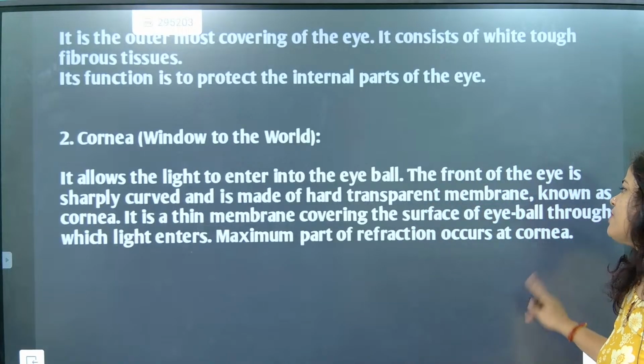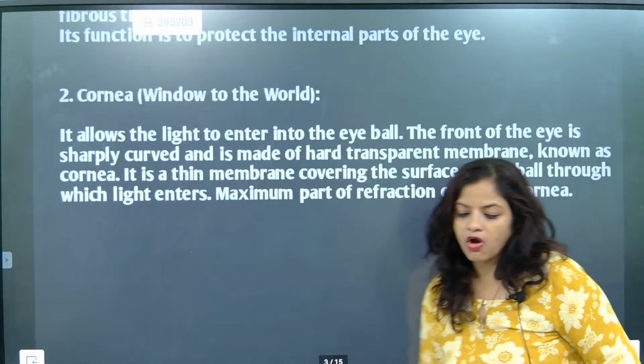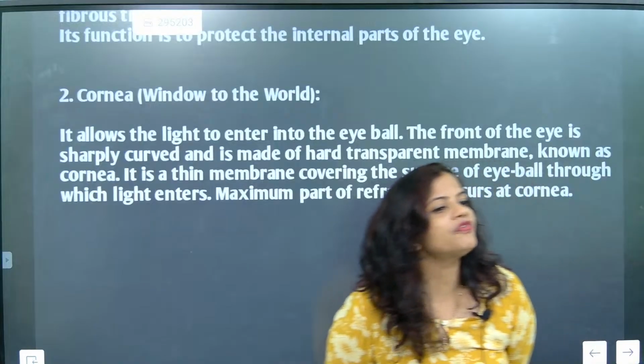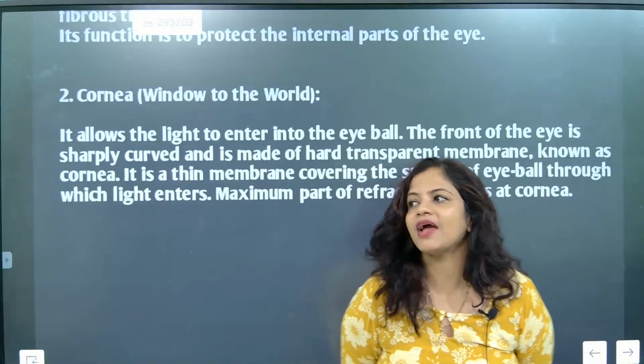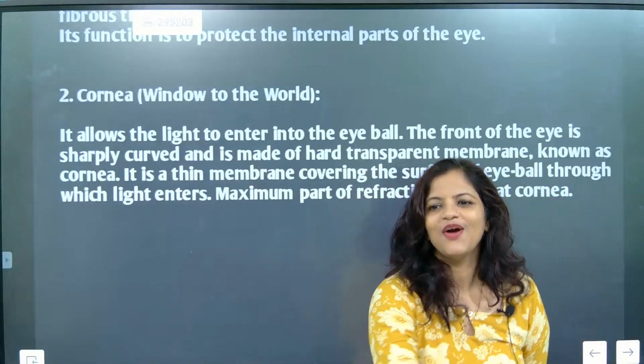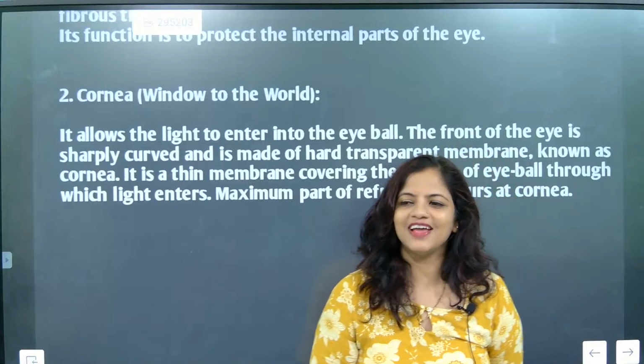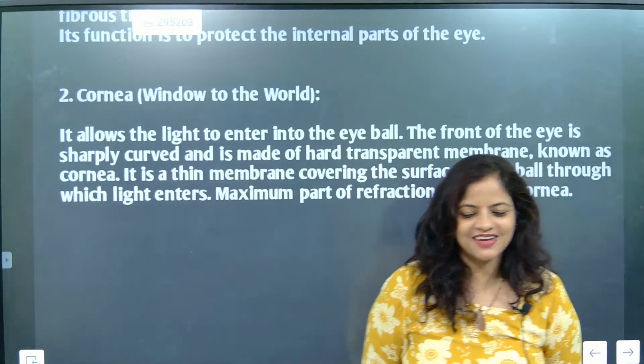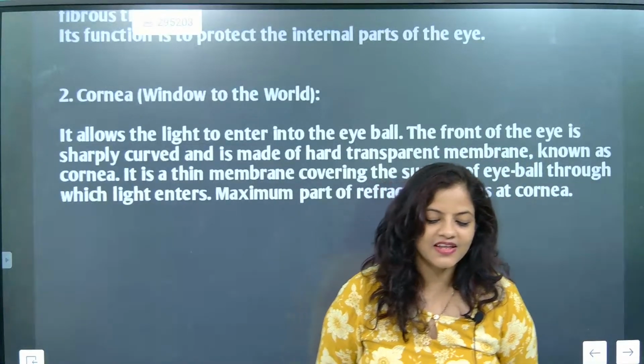So the maximum part of the refraction occurs at the cornea. Where does the maximum part of refraction occur, beta? At the cornea. Understood?